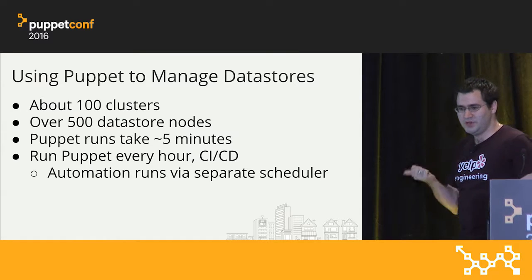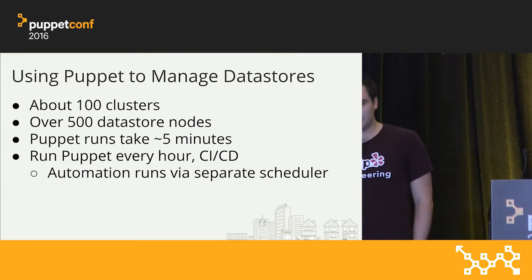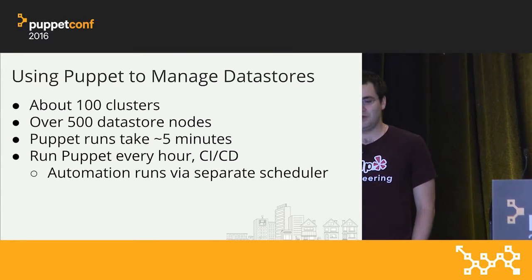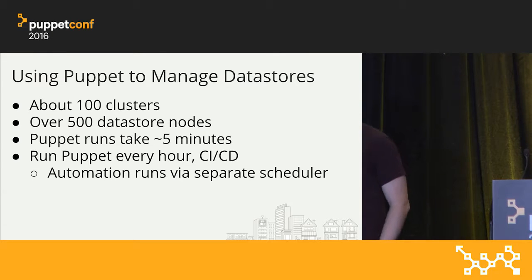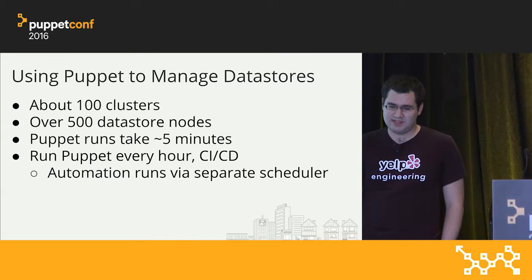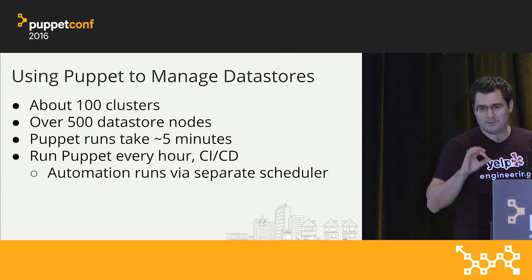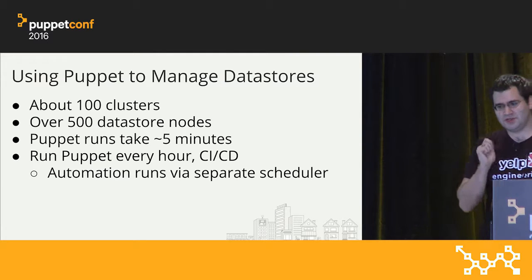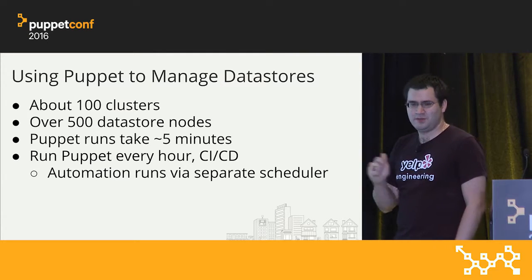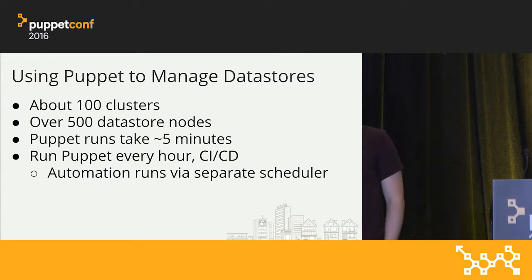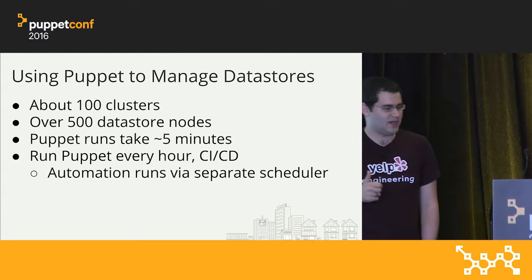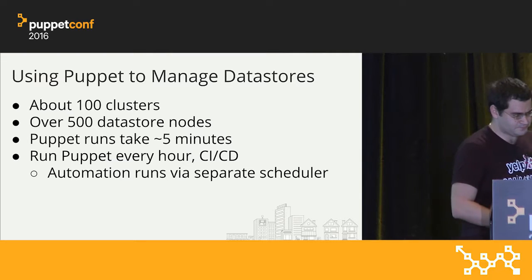So at Yelp, we use Puppet to manage data stores. We manage about 100 clusters with over 500 data store nodes. Our runs take about 5 minutes to run these ENCs and to apply the right config. We run Puppet continuously, CI/CD, every hour. I guess now the recommendation's every half hour. But the important bit is that we actually don't run most of our automation through Puppet. We use Puppet to drop the automation. And that's what I'm going to talk about now, how we do that.